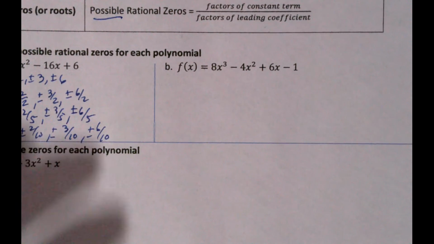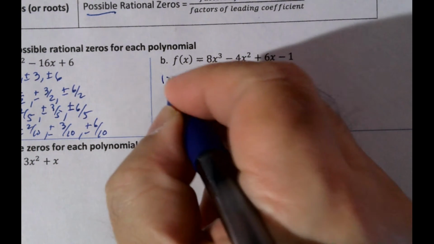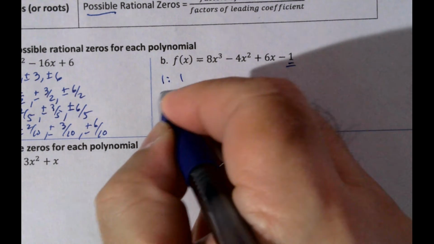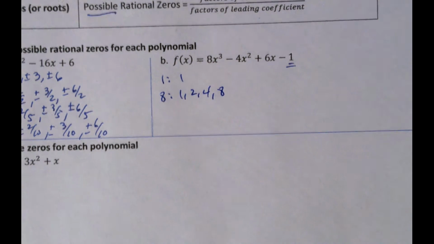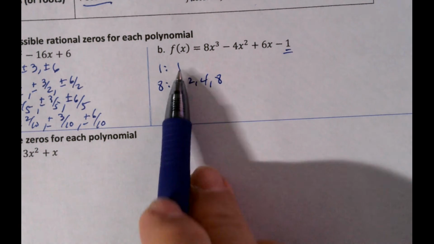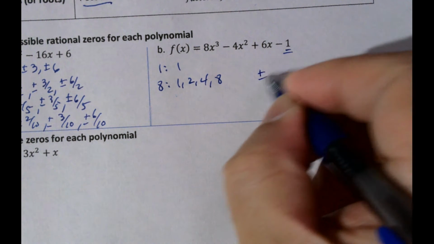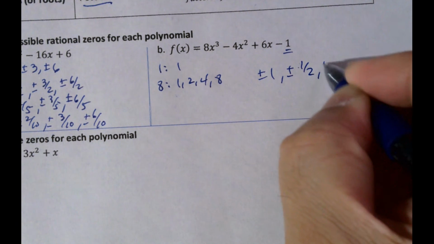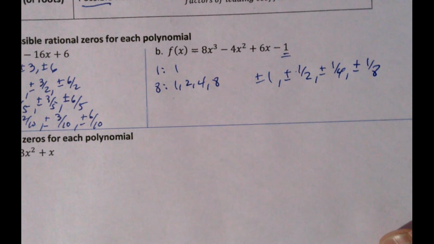All right. So here we have 1, which is only 1. And so we're looking at this one, right? And 8, which is 1, 2, 4, and 8. So this one's easy because there's only one number to put over all of these. So you just do plus or minus 1, plus or minus 1/2, plus or minus 1/4, and plus or minus 1/8. So that's it. That's all you're doing there.